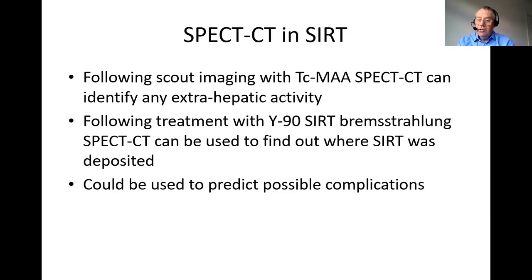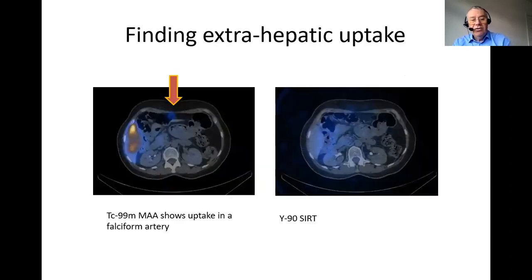Then following treatment, we can do bremsstrahlung SPECT-CT, using the scatter that comes off after the beta emissions to find out actually where the product has gone. So here we have on the left-hand side, where the arrow shows, a MAA scan, which did show some activity in the falciform artery. However, the MAA particles are slightly smaller than the Y90. So when we did the bremsstrahlung SPECT after therapy, we didn't find that there was any activity in the falciform artery, because it's a very, very tiny vessel.